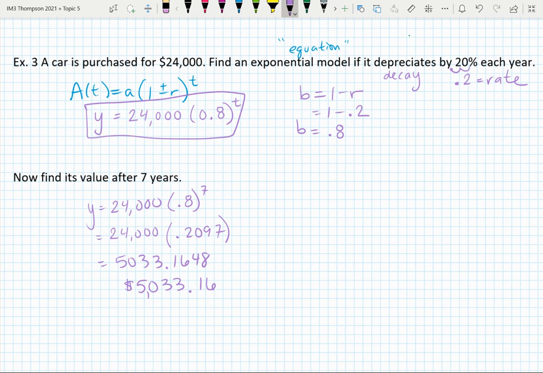Well, that's not worth very much money, but it's probably fairly accurate depending on the brand of car that you buy. If you lose 20% of a $24,000 car, that means in the first year you lost $4,800. And then you lose 20% of the existing cost each year after that, after 7 years. Might be worth about $5,000. It's probably not too far off, depending on the brand. Some brands, some makes keep their value longer.